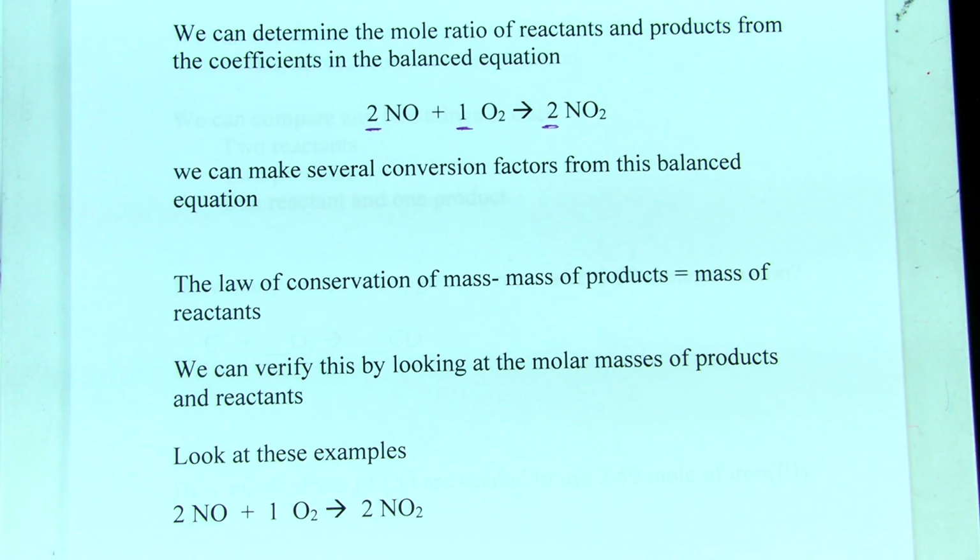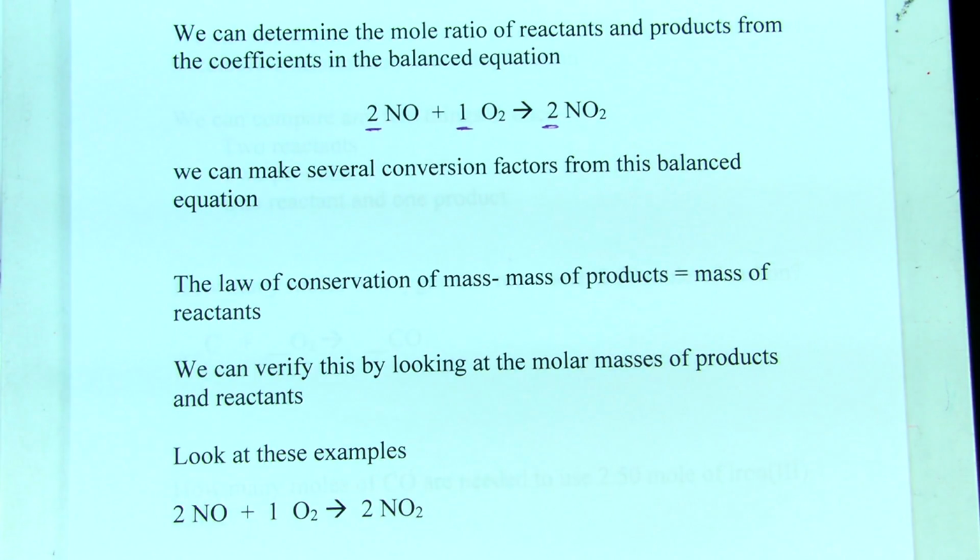And just like you wouldn't go to the bakery and order half a donut, but it's okay to get half a dozen donuts, half of the group of donuts, we wouldn't have half of a molecule, but we could have half a mole of molecules. So that opens the door to using numbers that are not whole numbers for coefficients and balancing equations.